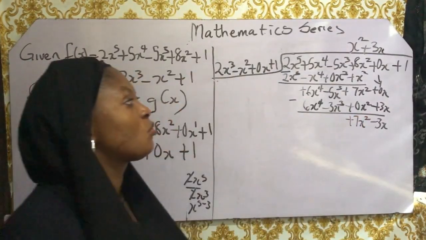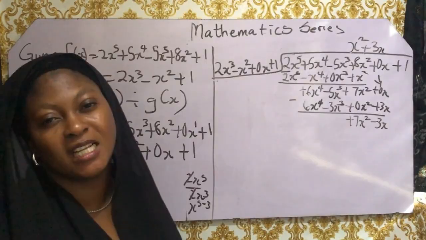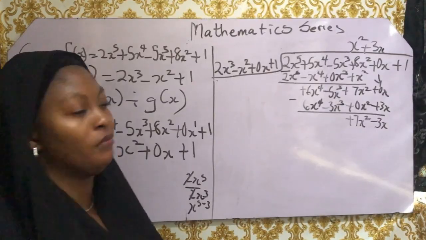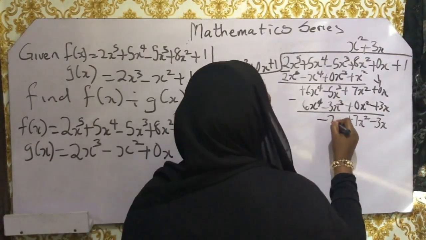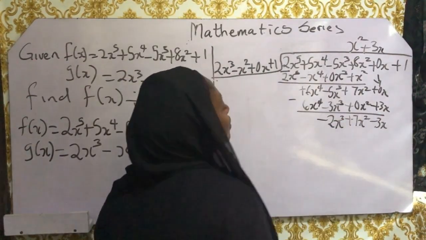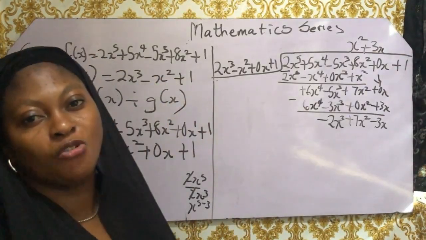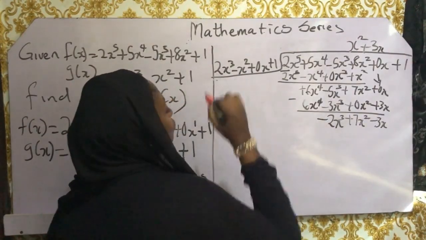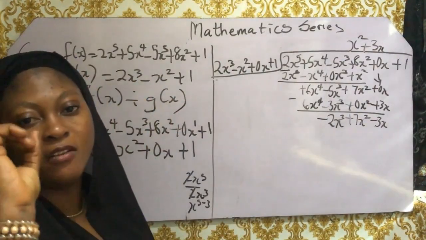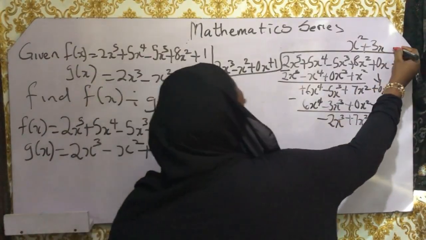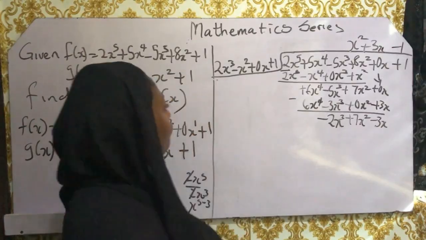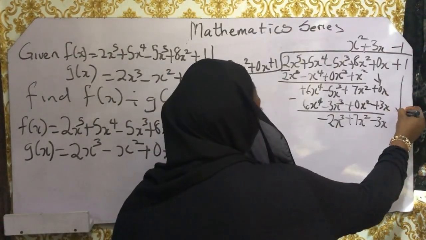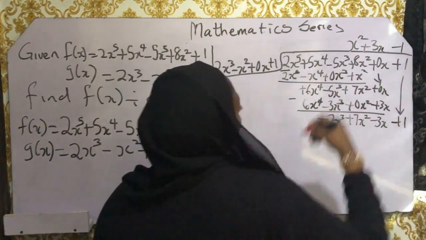7x squared minus 0x squared will give you positive 7x squared. Negative 5x to the power of 3 minus negative 3x to the power of 3 will give you negative 2x to the power of 3. 6x to the power of 4 minus 6x to the power of 4 will give you 0. So negative 2x to the power of 3 divided by 2x to the power of 3 will give you negative 1. Before we even multiply, let's bring this down. So we have plus 1.